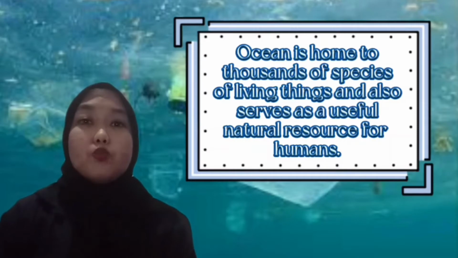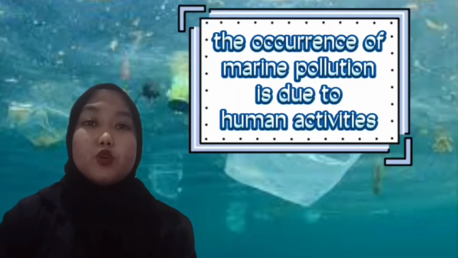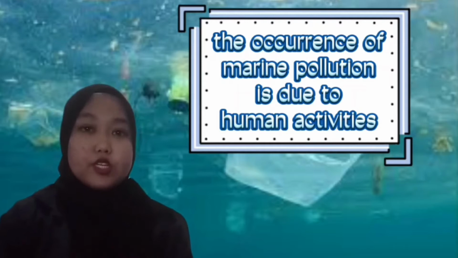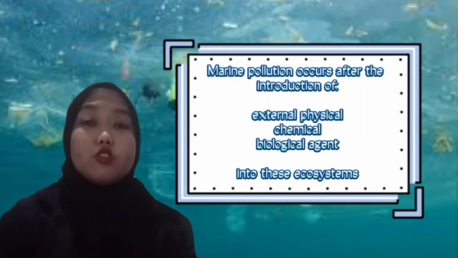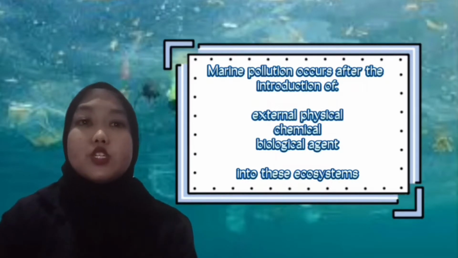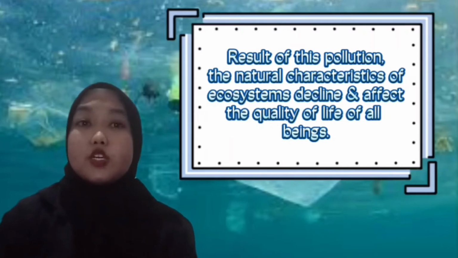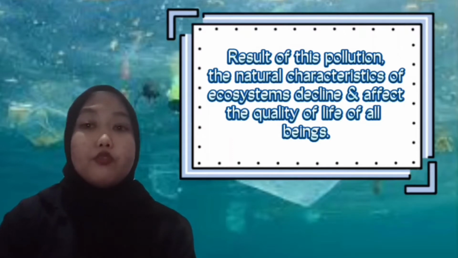The ocean is home to thousands of species of living things and also serves as a useful natural resource for humans. However, the occurrence of marine pollution is due to human activities. Marine pollution is the result that occurs after the introduction of external physical, chemical, or biological agents into this ecosystem. As a result of this pollution, the natural characteristics of the ecosystem decline and affect the quality of life of all beings.